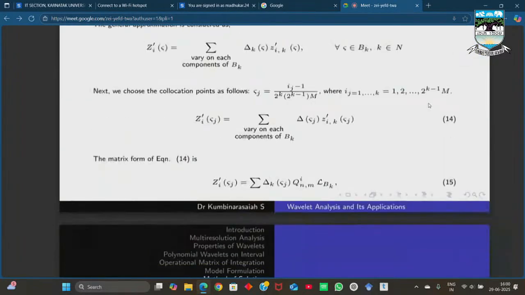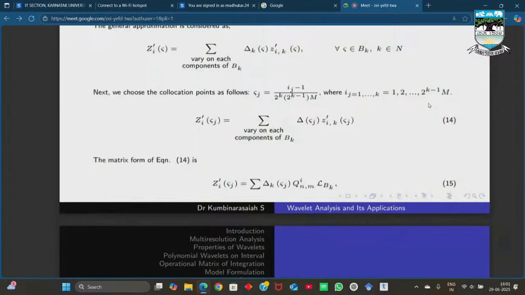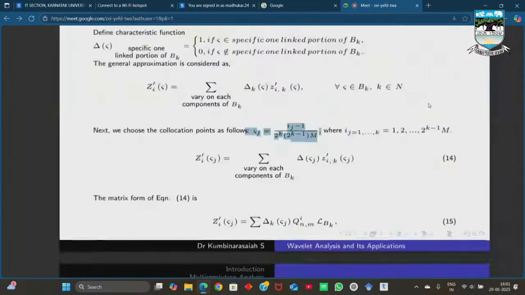And here I have considered this characteristic function, delta of xi, where if xi is an element of b_k, which is a partition interval, then it is 1. If it doesn't belong to b_k, then it is 0. Therefore, by using this characteristic function, again I approximate z_i prime of xi as equal to this. Now I collocate this by using the collocation points in each and every subinterval. Then I get equation number 14. Equation 14 can be represented by equation 15 in matrix representation.